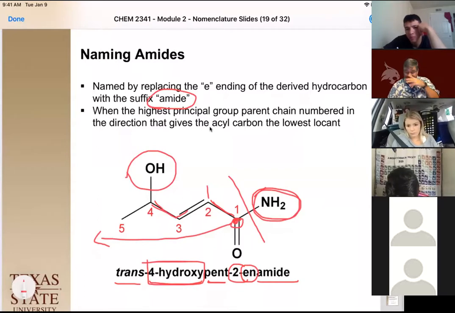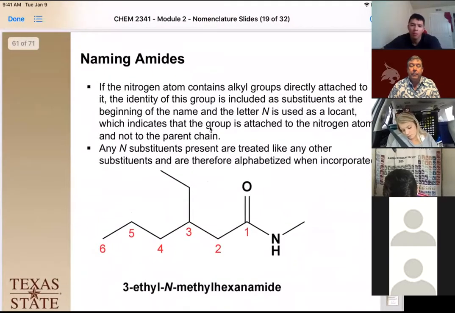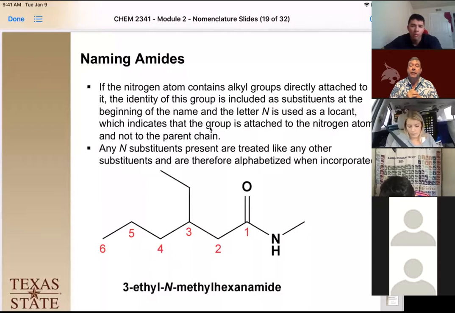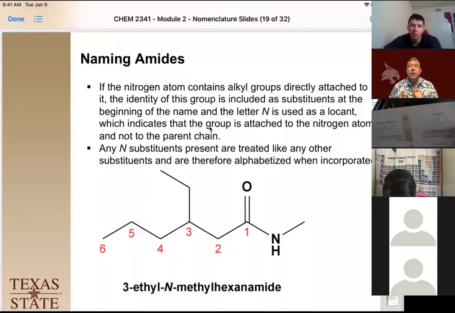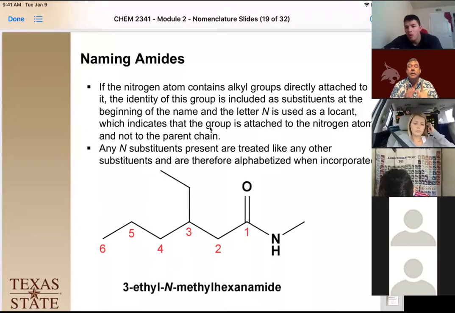Okay. Now, amides have another possibility to them. The other possibility is that you can have things bonded to the nitrogen just like you have it bonded to the oxygen in esters. And we have to figure out where that substituent goes in our name. As it turns out, we can't just have a number, because we don't number the nitrogens, we only number the carbons. So we have to signify that there's a group on that nitrogen by putting the letter N. That indicates that it's attached to the nitrogen in the system.